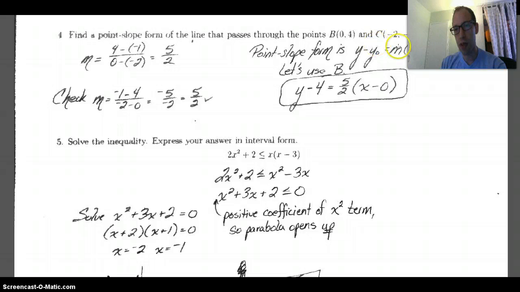Something else to remember, this x0 and y0 are constants. These x and y's are variables. So we're plugging in to find the slope using our formula for slope, or just the difference in y values over the difference in x values. We get 5/2. Once we have that, we could plug in the point for b, we could plug in the point for c. If we had another point, we could plug it in. I chose b, so I just plugged in 0 for my x0 and 4 for my y0, and of course I already had found the slope over here. That's how I get the point slope form.